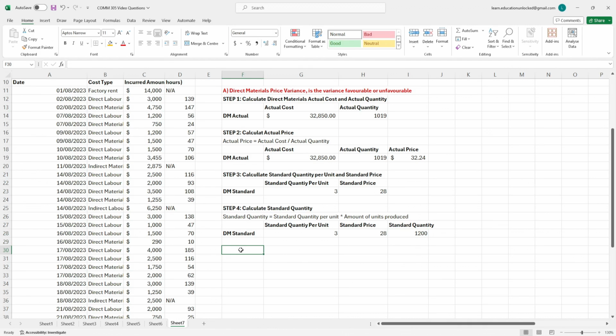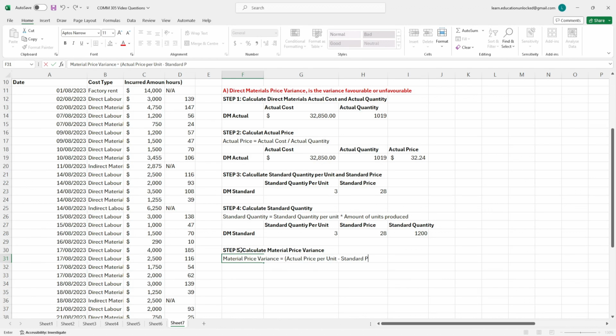Now step 5, we can calculate our material price variance. And I'll write the formula here. So material price variance is equal to actual price per unit minus standard price per unit times actual quantity used. All right, so we have all of these already. So I'll just write our material price variance.